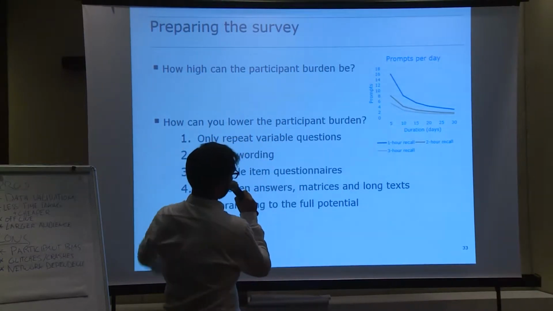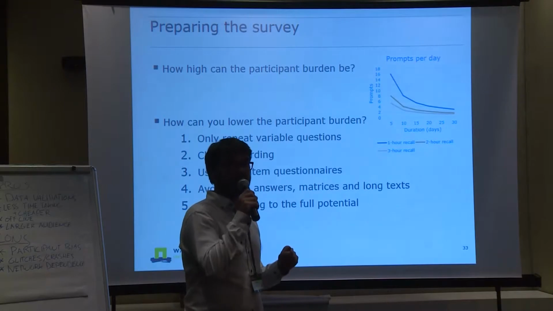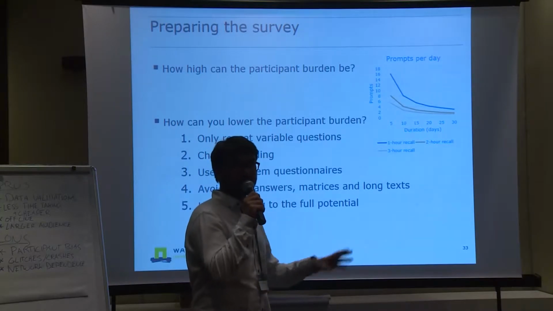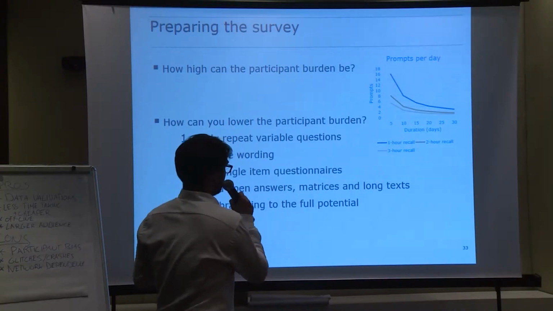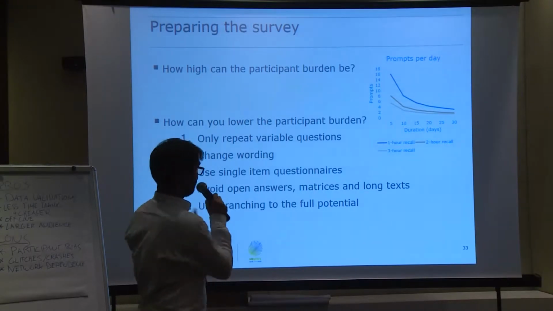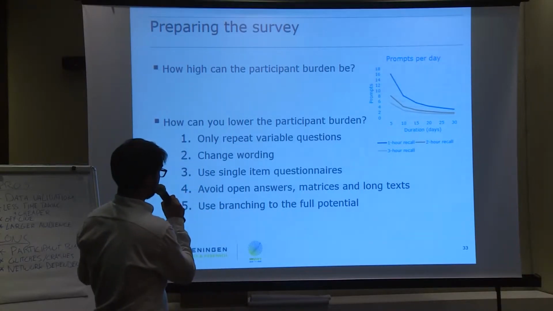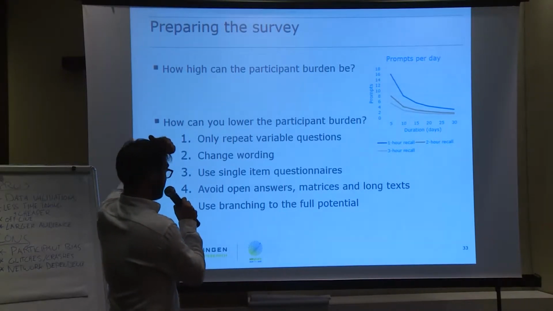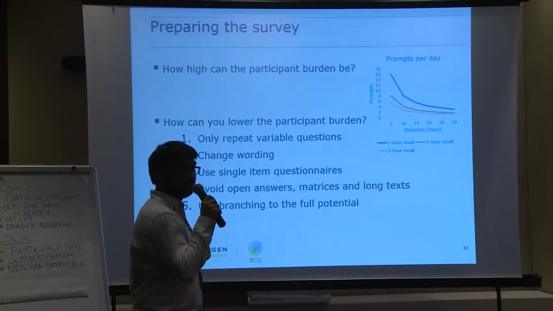So the first question I wrote down here is how high can the participant burden be? There was just an example of somebody wanting to map food intake over the whole year, but also over the day, and then you can imagine somebody gets burdened quite a lot. So we have some tips for trying to reduce this. We wrote them down in five points right here. To lower the participant burden: only repeat variable questions, change wording, use single item questionnaires, avoid open answers, matrices and long text, and use branching to its full potential. I'll go into the examples right now.